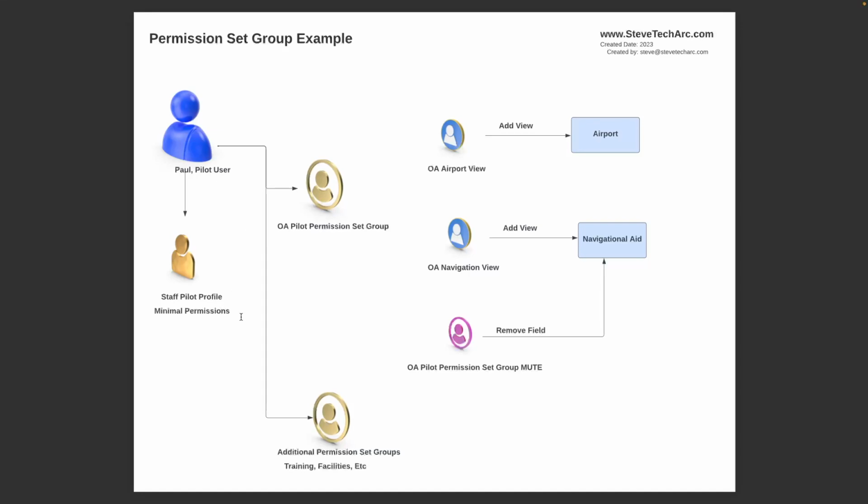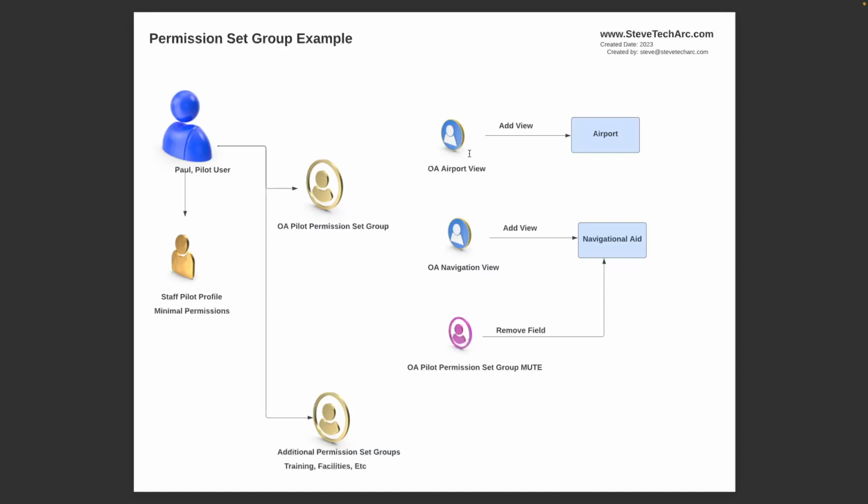We're going to then have a staff pilot profile with minimal permissions. And we're going to create a pilot permission set group, which will then be composed of two permission sets. One to view the airports, one to view the navigational aids. And then we're actually going to do a muting on the pilot permission set group.